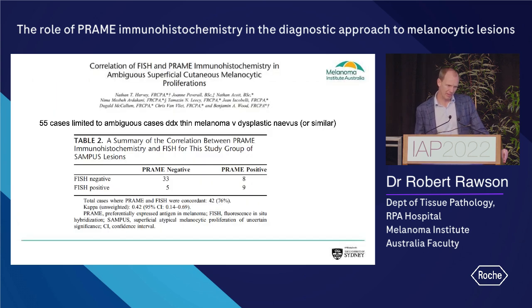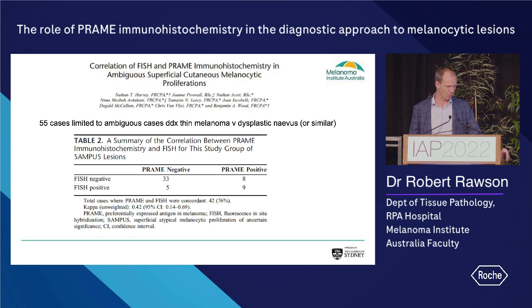And this is the only other study which has looked at cytogenetic or molecular results and how they compare to PRAME. That was the Western Australian group through Ben Wood and Nathan Harvey as first author, which was published at the end of last year. They showed significantly less correlation with PRAME, and they looked at FISH only, in an instance of a differential diagnosis of a thin melanoma and a dysplastic nevus.